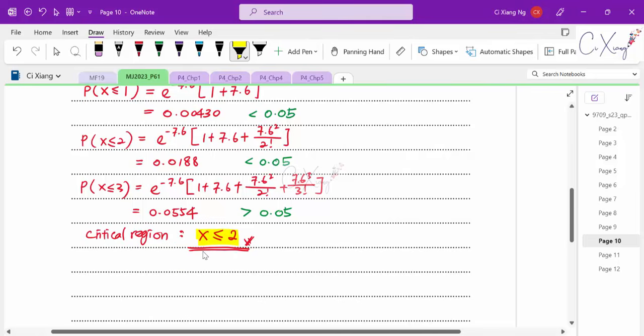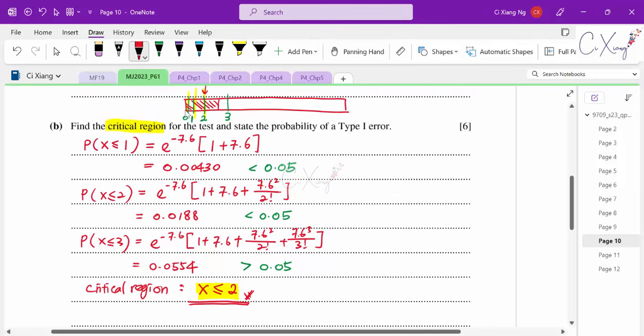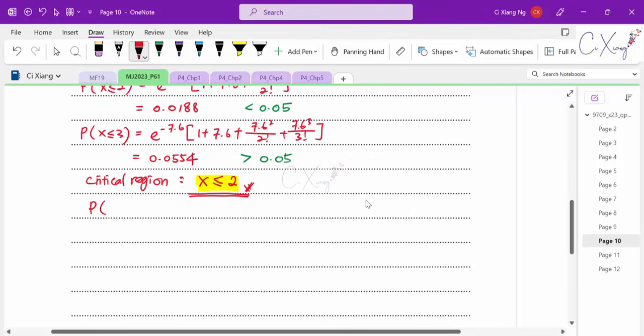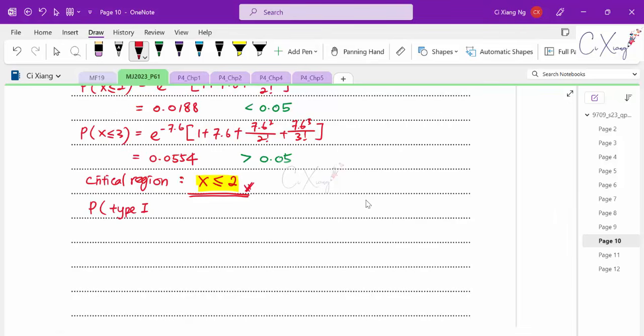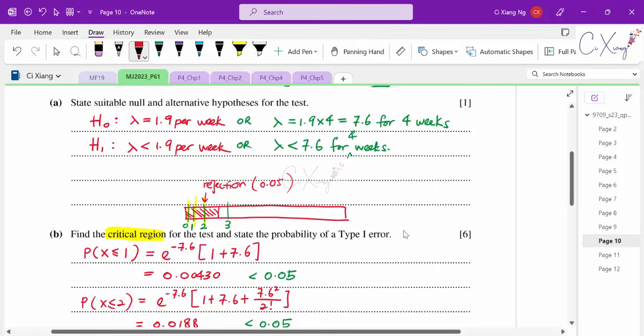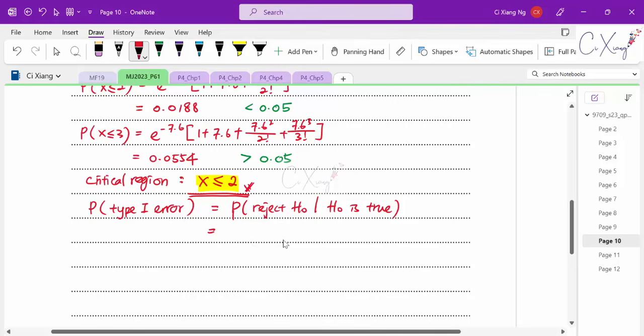Okay, so after I find the critical region, what is the type 1 error? They are asking us to find the probability of type 1 error. So how to calculate the type 1 error? To get the type 1 error, the definition is reject the null hypothesis given that the null hypothesis is true. So reject null hypothesis means the rejection region. And null hypothesis is true means that when we calculate the value, we are using lambda equals to 1.9 or 7.6.